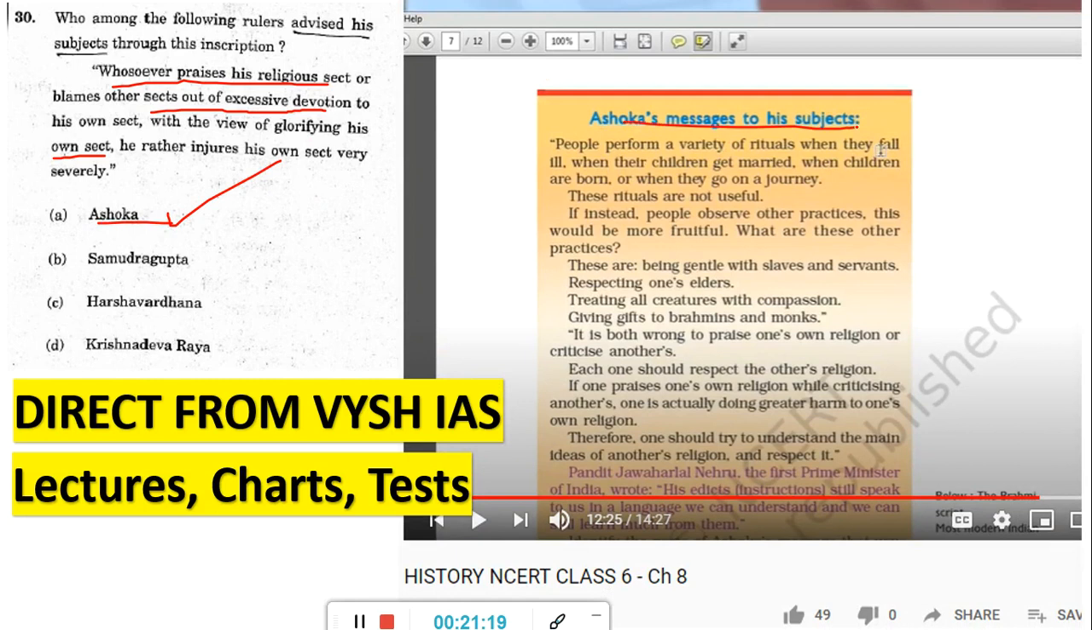This kind of boxes will be there. Okay, Ashoka's message to all subjects. So different things are there: his rock edict, his pillar edict and all. Here, if one praises one's own religion while criticizing another, he is actually doing greater harm to one's own religion. Jawaharlal Nehru also quoted this, saying it is still relevant today and understandable. So you should read this. Like this, it is there in NCERT. If you see NCERT class 6, chapter 8, while teaching I paused this and taught you. Okay, so please watch my lectures. These are all completely free. Directly you could have solved this for 2 marks.